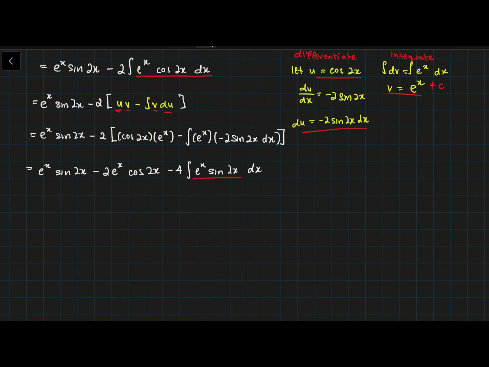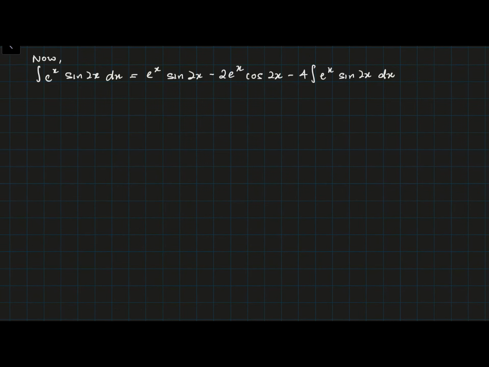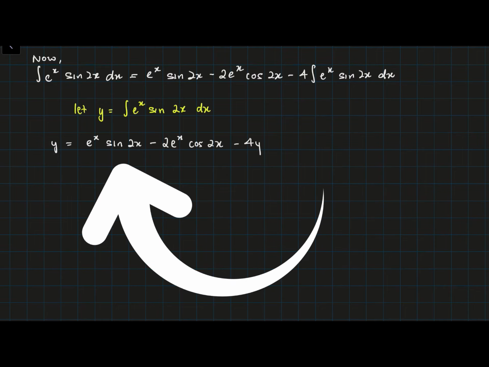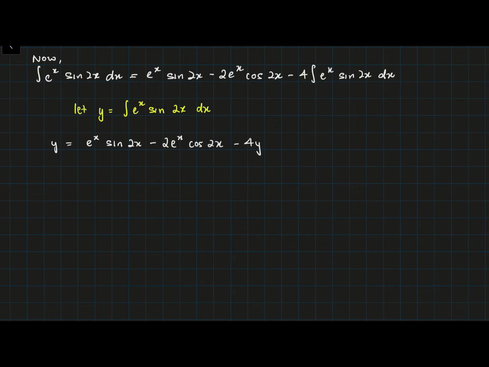So now, do we perform integration by parts again? The answer is no. If we observe the third term on the right hand side of the equation, which is the integral of e to the power of x times sin 2x dx, it is the same as the left hand side of the equation. Now we can write the equation as such. For simplicity, we will let the integral of e to the power of x times sin 2x dx be y. It should be noted that e to the power of x sin 2x, which is the first term on the right hand side of the equation, cannot be termed as y. This is because it does not contain the integral sign.